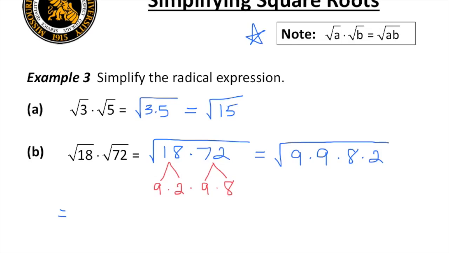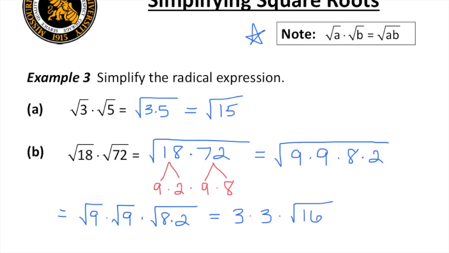So now, rewriting, we have the square root of 9 times the square root of 9 times the square root of 8 times 2. Notice the square root of 9 is 3. So we have 3 times 3 on the outside of the square root, since we've simplified our square roots. And underneath the square root, we have 8 times 2, which is 16, which does happen to be a perfect square. So now we have 3 times 3 times the square root of 16, which is 4. And if we multiply all those numbers together, 3 times 3 times 4 gives us 36.